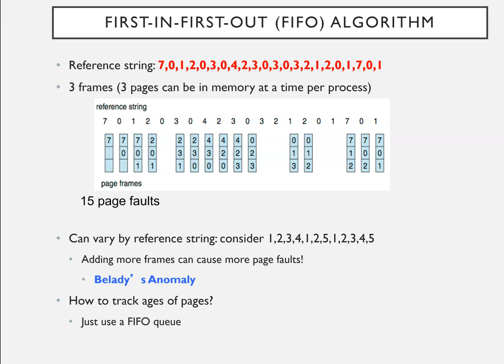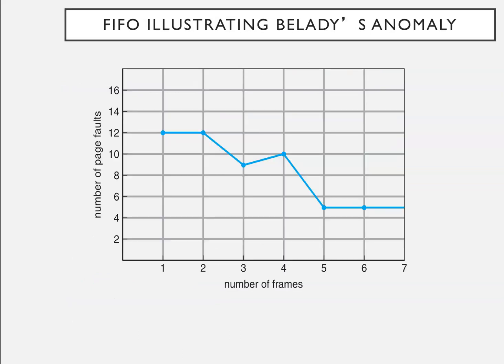Adding more frames can cause more page faults. That's called Belady's anomaly. How to track the age of the pages? Well, first in, first out by default gives you the age of a page. Here's Belady's anomaly. As the number of frames increases, after a certain point, it starts to actually impact the number of faults, like here, for example.